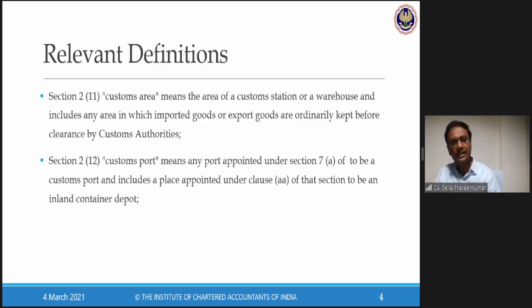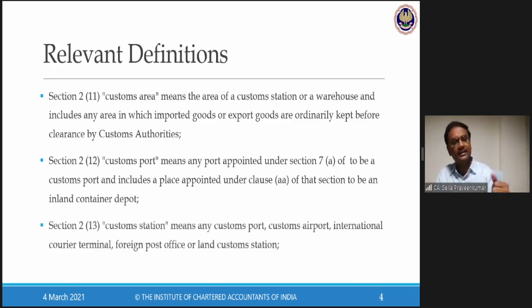Customs port means a port which is defined or identified by the customs authorities, which also includes ICD, where you are permitted to get a vessel or a craft for bringing the material in or for taking the material out. Customs station includes a port, airport, international courier terminal, foreign post office, or land customs station.